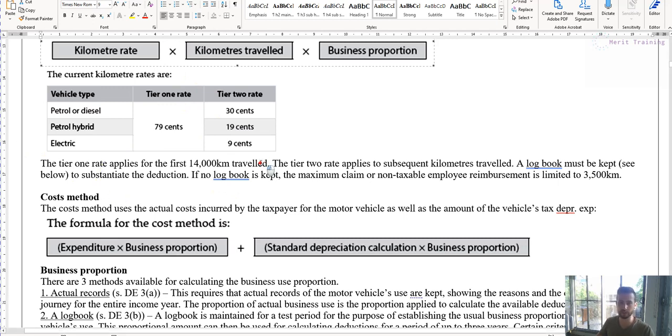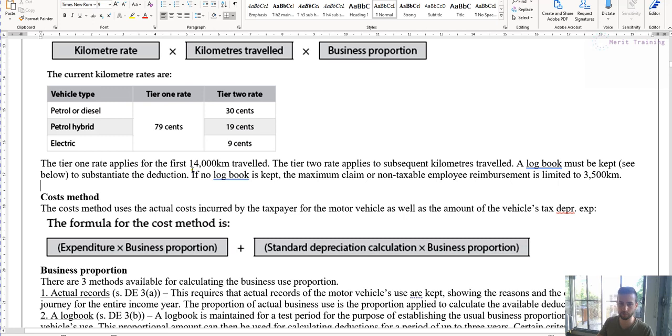So for the first 14,000 kilometers, you get this premium rate regardless of what type of car you drive. But if you drive more than 14,000 kilometers, the tier 2 rate applies, similar to the marginal tax rate, it only applies on the kilometers above that 14,000. And also, a logbook must be kept. We'll go through that a little bit later to substantiate that deduction.